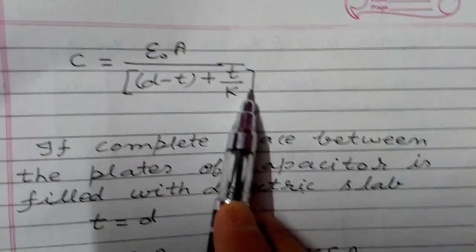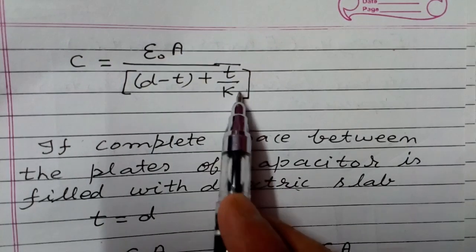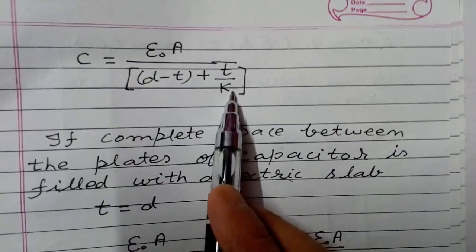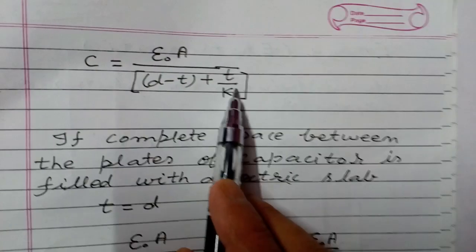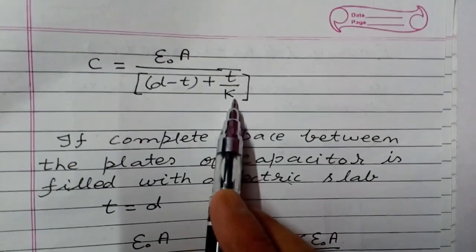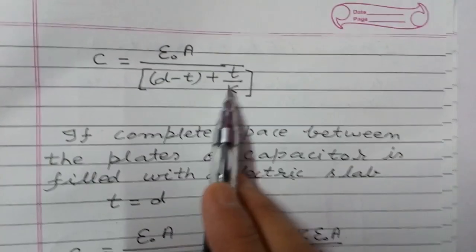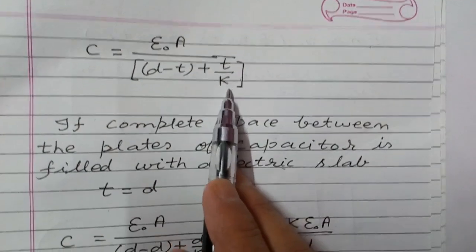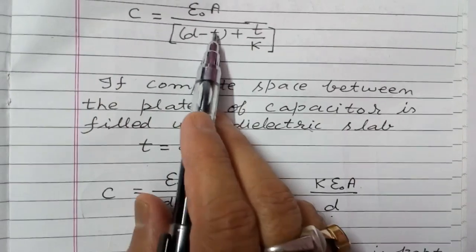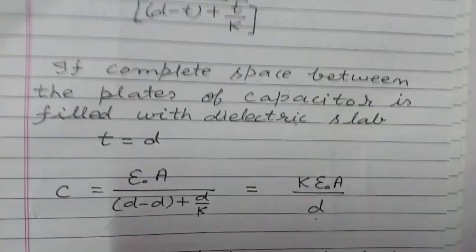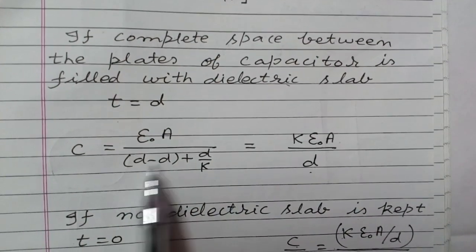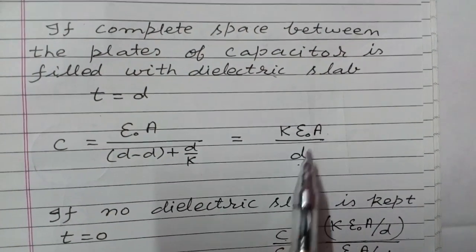This is the formula for the capacity of a parallel plate capacitor when a dielectric slab of thickness t is kept in between the parallel plates of the capacitor. Now if the complete space is filled by dielectric, then t will be equal to d. So put t equal to d. So C is equal to epsilon naught A upon d minus d plus d by K, which is equal to K epsilon naught A by d.